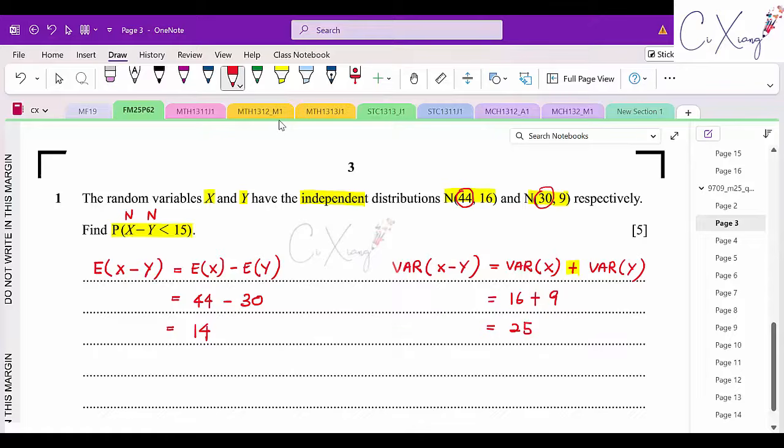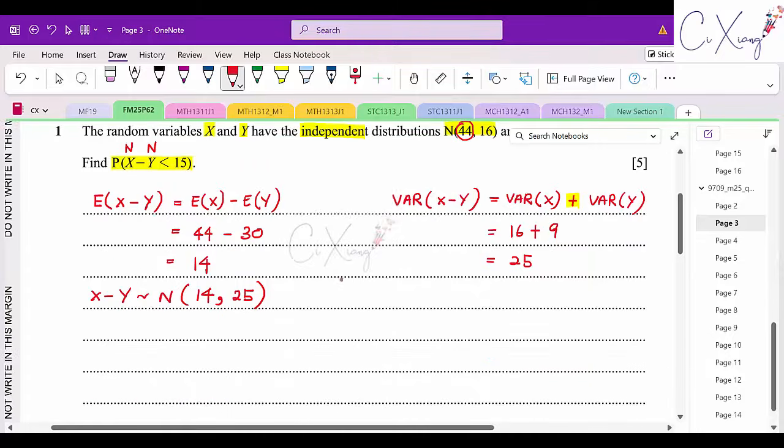Like what I told you earlier, if X is normally distributed and Y is also normally distributed, then X minus Y, which is a linear combination, will also be normally distributed. Oh, sorry, I have to write it this way. So X minus Y is also normally distributed with mean 14 and variance 25. Then after that, how are we going to find the probability for X minus Y smaller than 15?